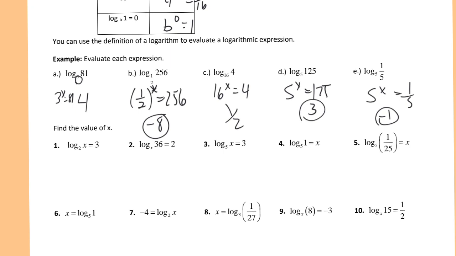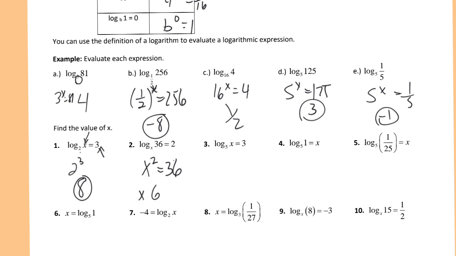Okay, so remember, the answer to raising the base to a power, the power on the right, gives you this answer. So 2 to the third gives you what? That's 8. Okay, the next one is x to the second gives you 36. What could that be? Well, that could be 6.